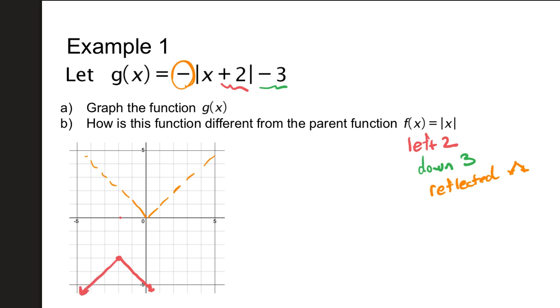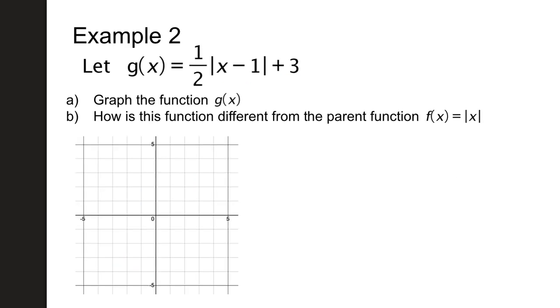But this is what the graph would look like, and I'll label it g of x so that we don't forget that that's exactly what it is. A graph that has been moved to the left, is down 3, and has been reflected, and now that V opens down. But what about a vertical stretch or shrink?